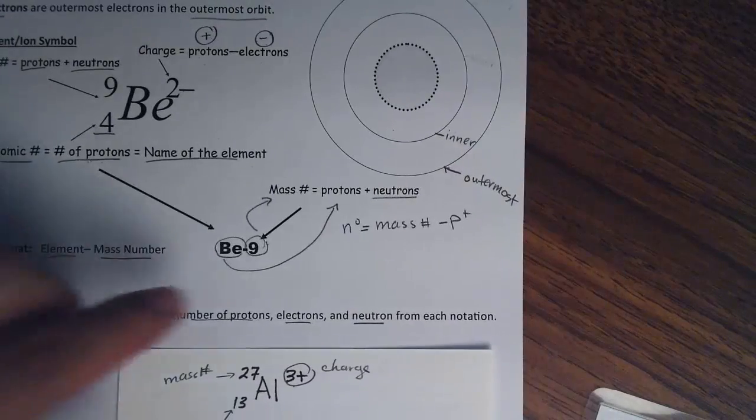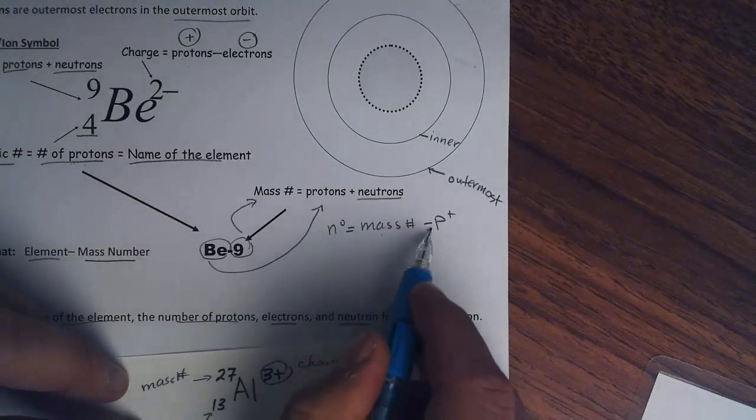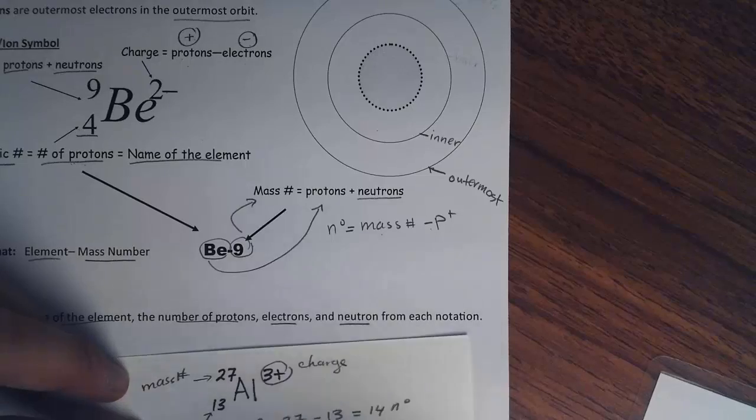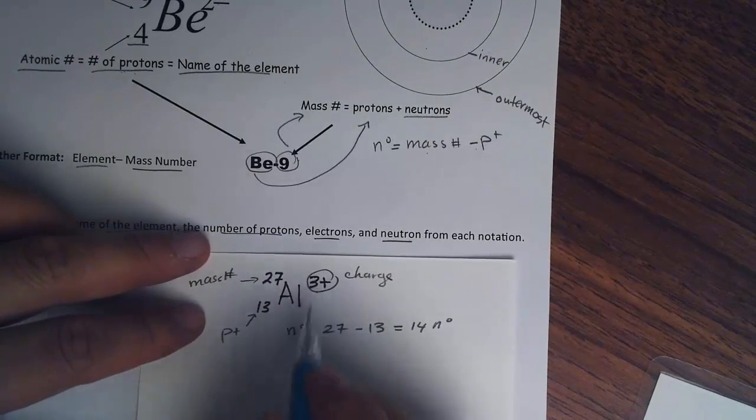So again, we go back and solve for the number of neutrons. So neutrons is basically the mass number minus the number of protons. So neutrons equal 27 minus 13, and that will give us 14 neutrons. Isn't that easy?